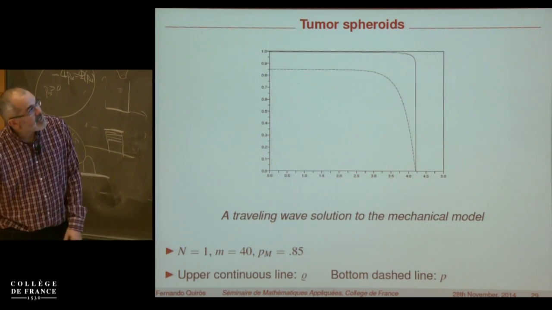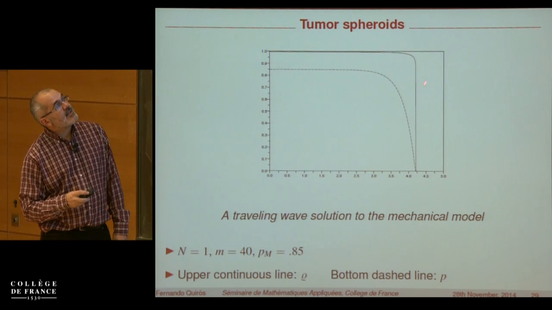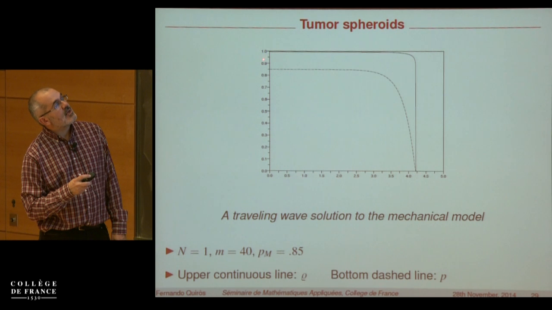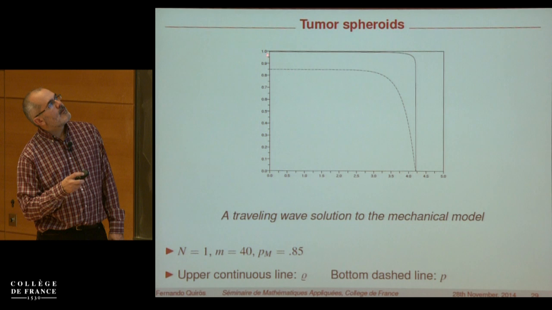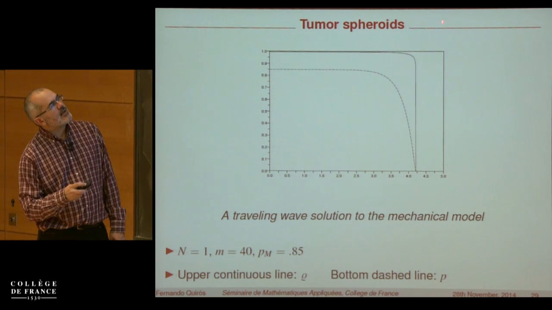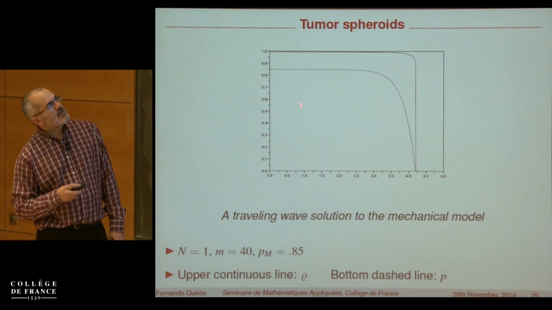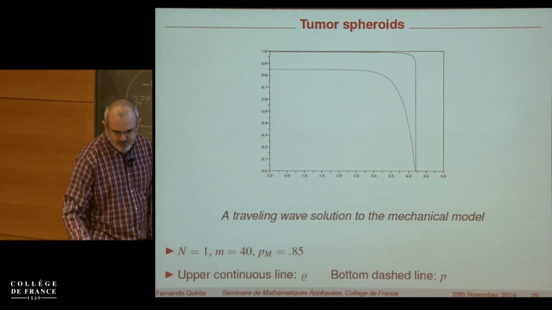And here you can see the profile. Here you have the density, which again will approach the profile. When this is done for m equal to 40, the profile will approach an indicator function. And here you have the pressure. Okay.